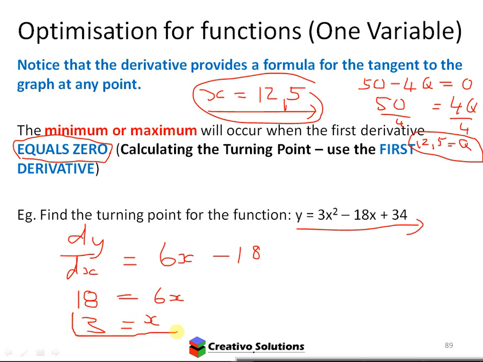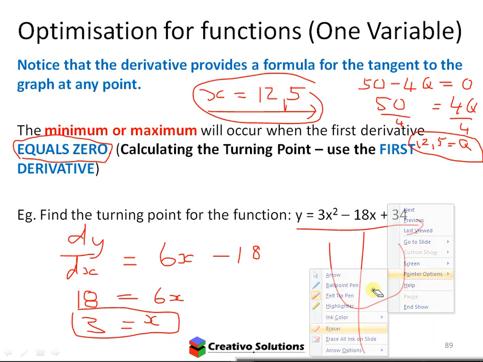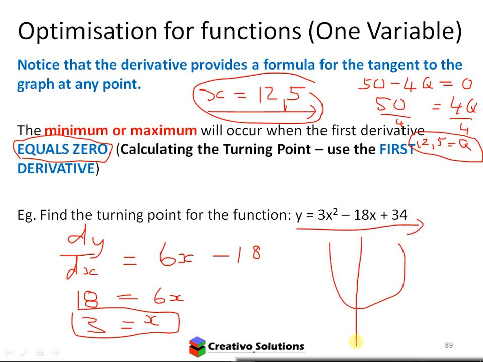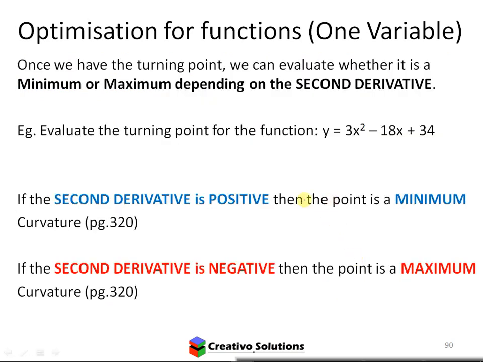X is 3. Alright, so do you agree, if I had to draw this graph, I'm going to have that as the turning point, the x value of the turning point. Sorry, that's not a straight line, but anyway, that's the x value. X equals 3. That's the turning point. That's the line of symmetry. Make sense? Alright.